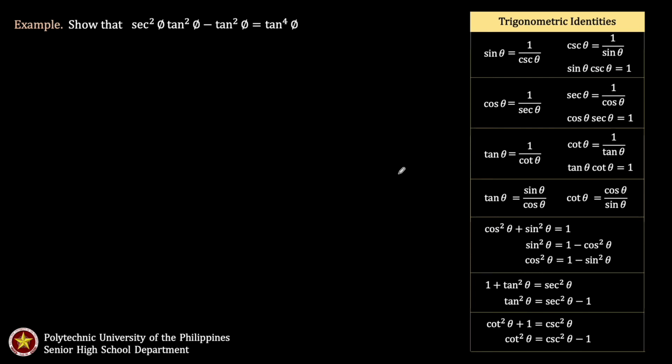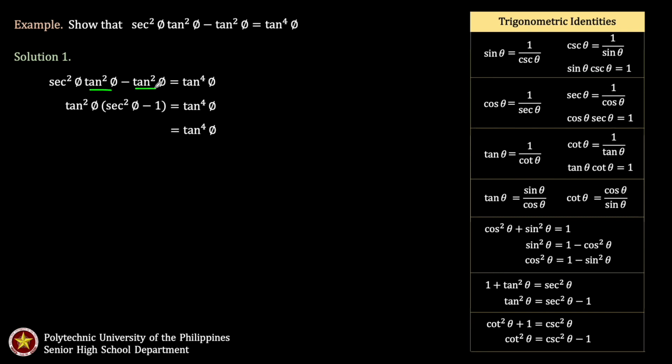Now, another example. Show that secant squared phi times tangent squared phi minus tangent squared phi is just equal to tangent to the fourth of phi. Solution number 1. So this is given. Now, let us show that the left part is just equal to the right part. Observe that tangent squared phi is given on both terms. So we can factor out that tangent squared phi. So that will be tangent squared phi times the quantity of secant squared phi minus 1.